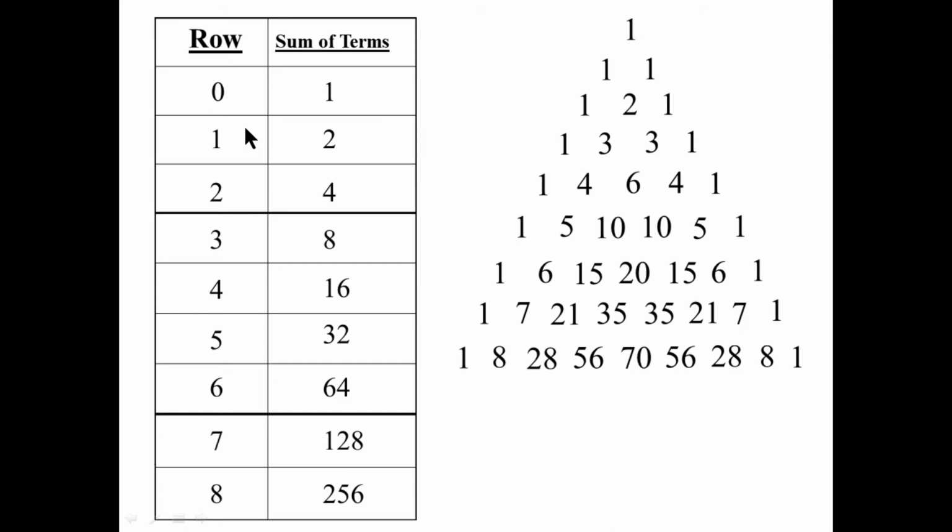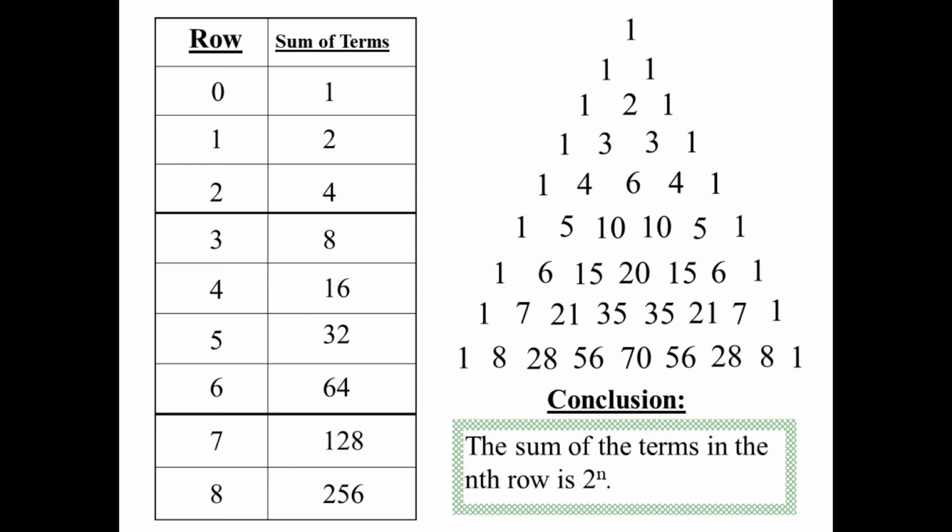So we notice that these are the powers of 2. The sums of the terms, 1, 2, 4, 8, 16, 32, are the powers of 2. So we can suspect that it's got something to do with the row number. 2 to the 0 is 1. 2 to the 1 is 2. 2 to the 2 is 4. 2 to the 3 is 8, and so on. In fact, we can conclude that the sum of the terms in the nth row is 2 to the n.